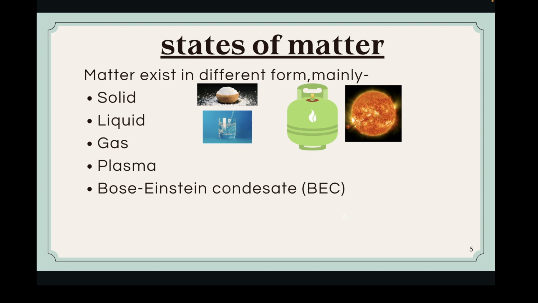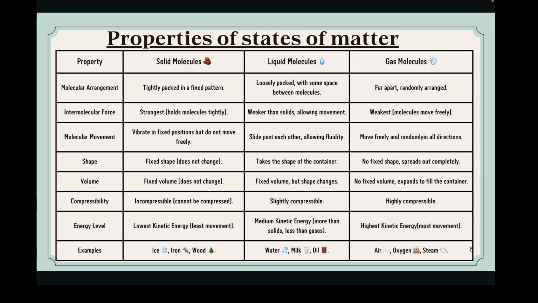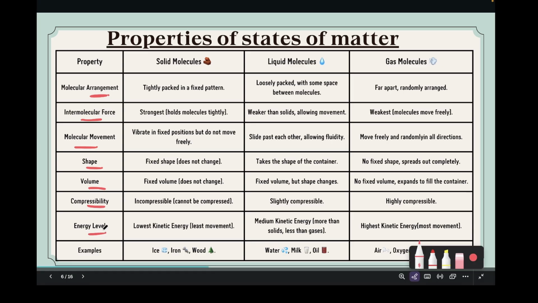Now, let's move on to the next point, that is properties of matter. Here, we will discuss the properties of solid, liquid, and gas, and we will see all these properties are interconnected. Now, let's take a look at this comparison table that highlights the key differences between solid, liquid, and gas at the molecular level. As you can see, the table compares several properties such as molecular arrangement, intermolecular forces, molecular movement, shape, volume, compressibility, and energy level.